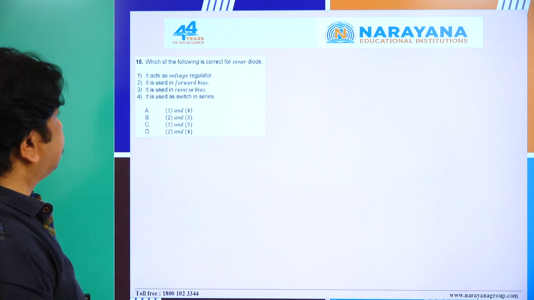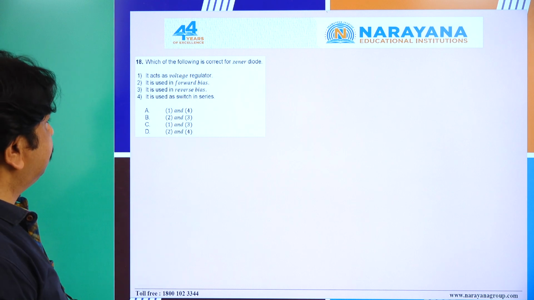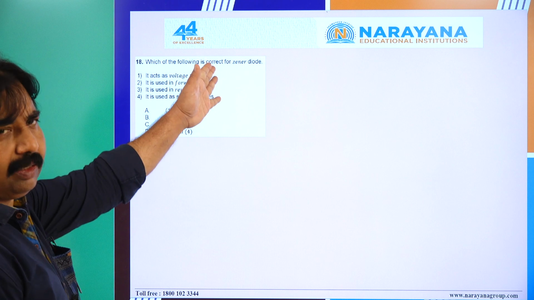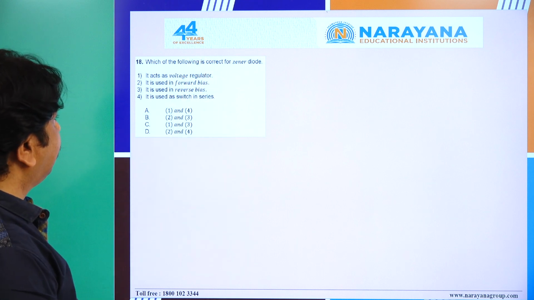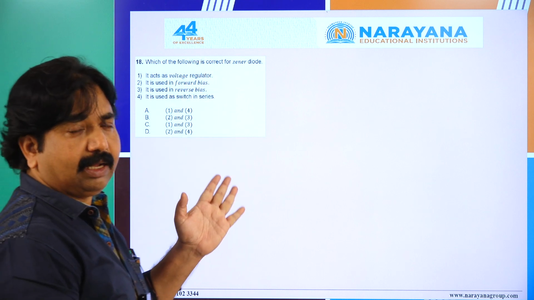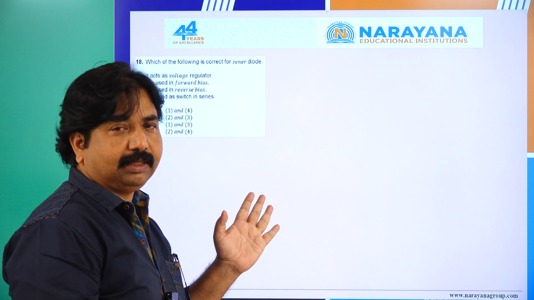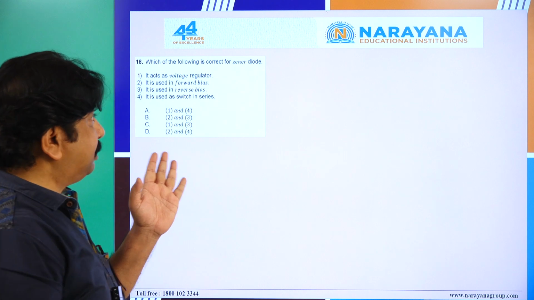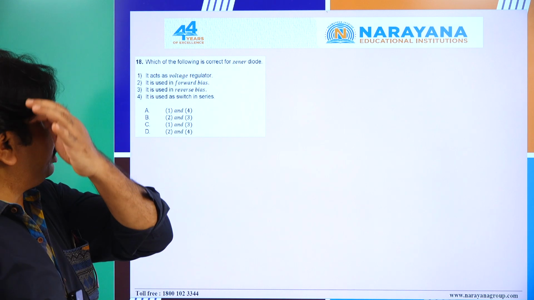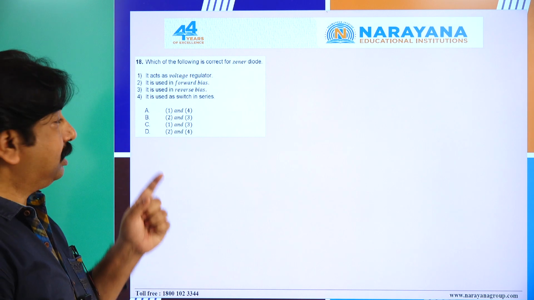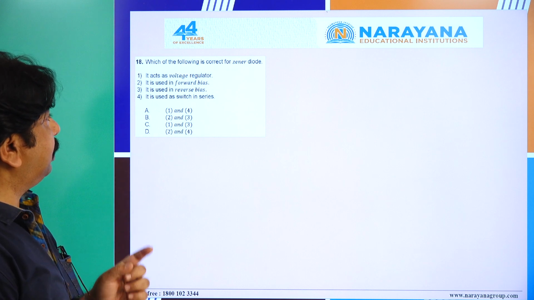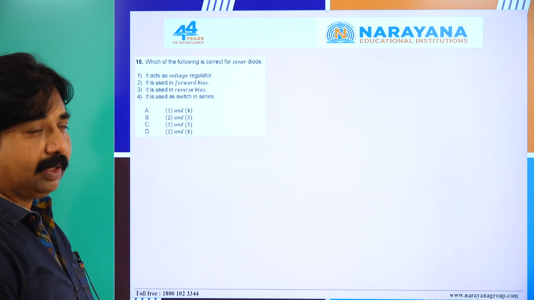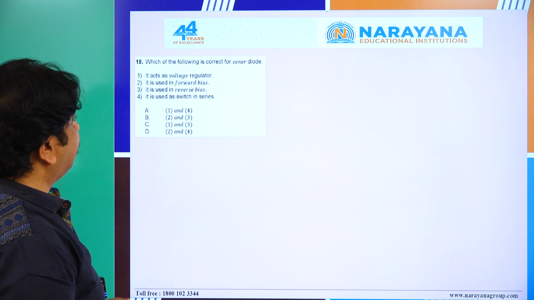Which of the following is correct for Zener diode? Actually, it seems to be a direct theoretical question only. Zener diode always works on the Zener voltage concept only. We get the Zener voltage particularly in the reverse bias only. So look at the options.